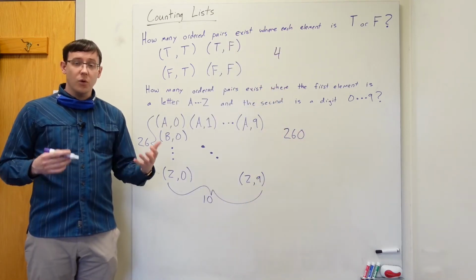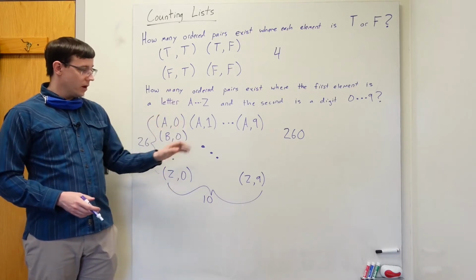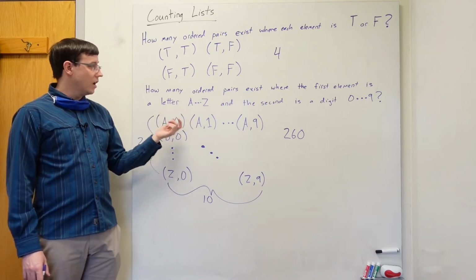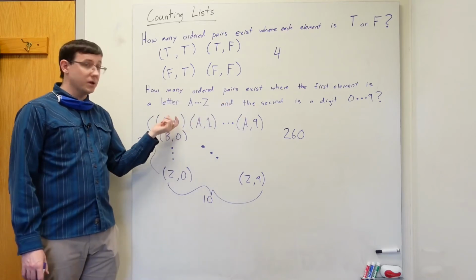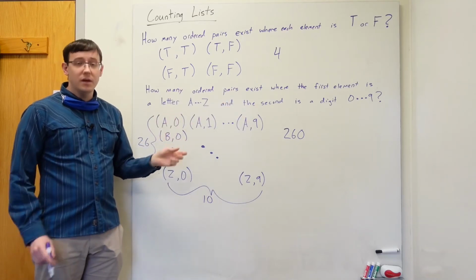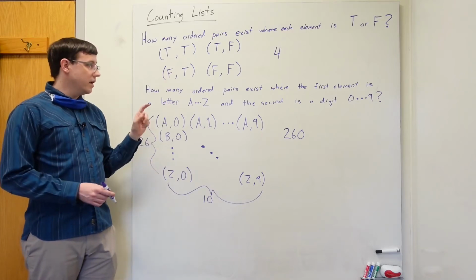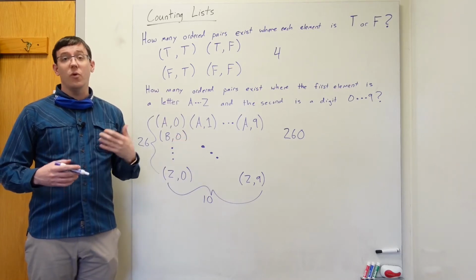So for counting ordered pairs, we can conceptually draw this grid where the number of rows is the number of possibilities for the first element, and the number of columns is the number of possibilities for the second element. And so the total number of lists is the product of the number of possibilities for the first element and the number of possibilities for the second.